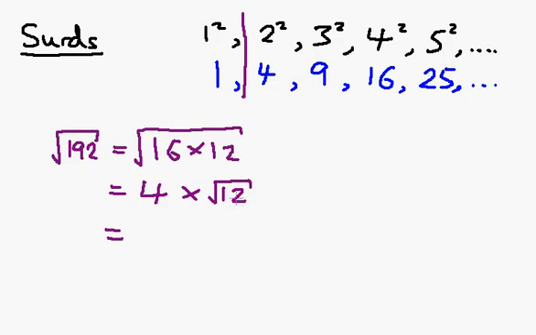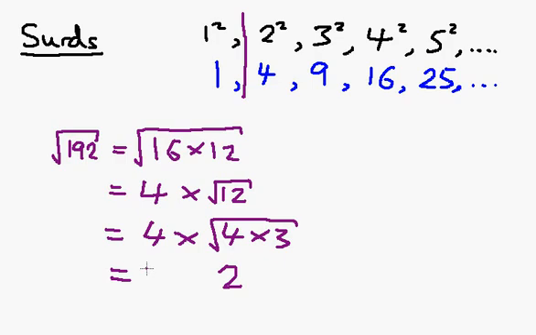Now 12, I know I can split into two square roots again. 12 is equal to 4 times 3, so I can write the square root of 12 as the square root of 4 times 3. I know I can split this square root into two separate square roots. The square root of 4 is 2. I've still got that 4 times 2, and now I've got times root 3.